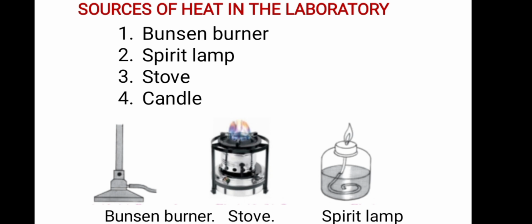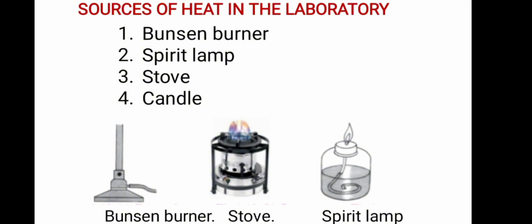The first is the Bunsen burner. We will learn about this later. The second is the spirit lamp. The third is the stove. And the fourth is a candle. We are not limited to the 4. Any other thing that is a source of heat and that can generate heat can also be one of the sources of heat in the laboratory.